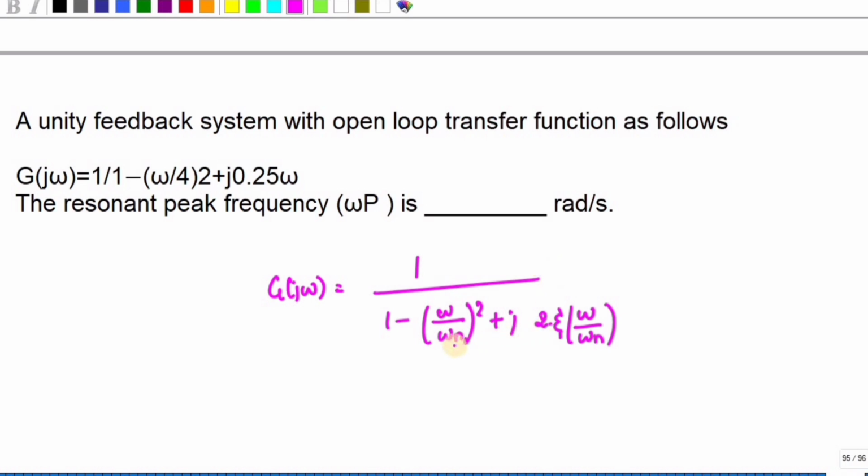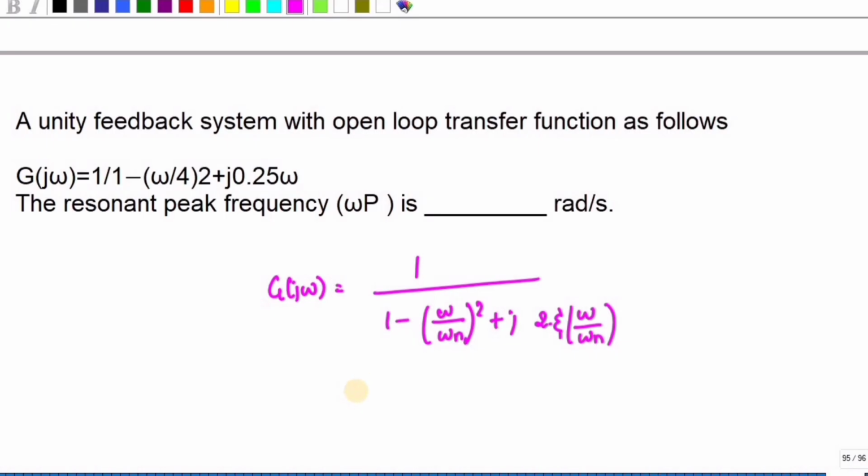So next problem, a unity feedback system with open loop transfer function as follows. This is my G of j omega. They are asked to find the resonant peak frequency omega p. So G of j omega should be in the format of 1 divided by 1 minus omega divided by omega n square plus j into 2 damping ratio into omega divided by omega n.